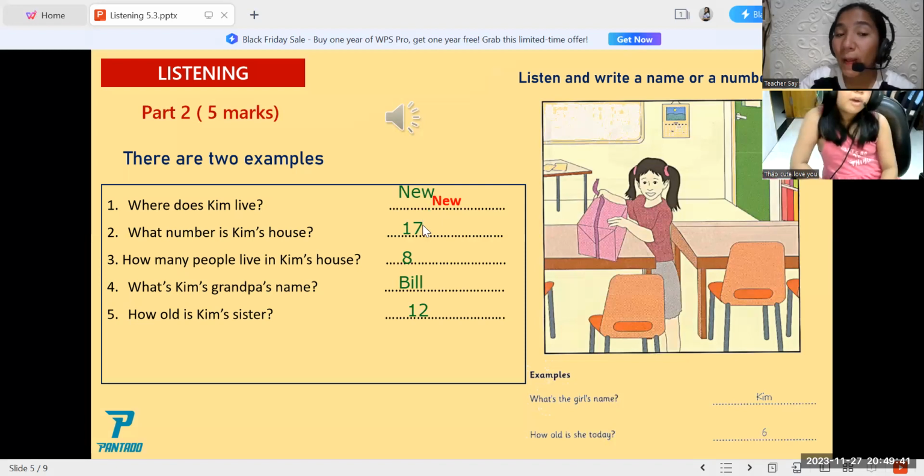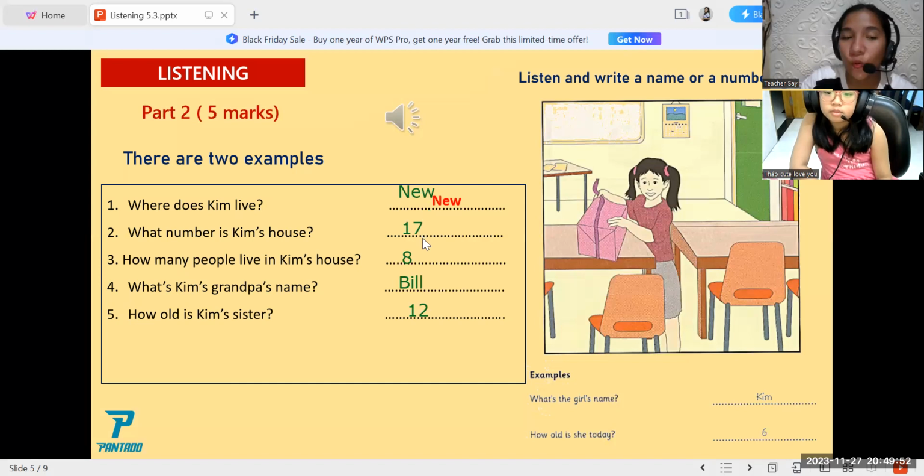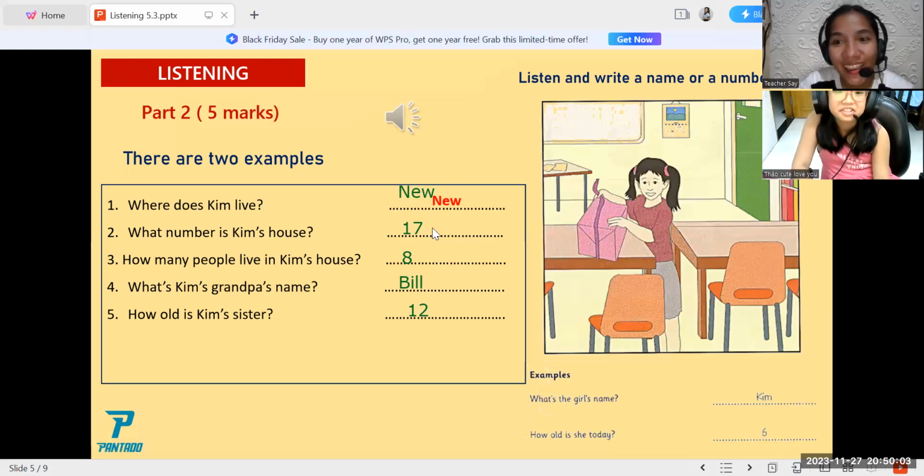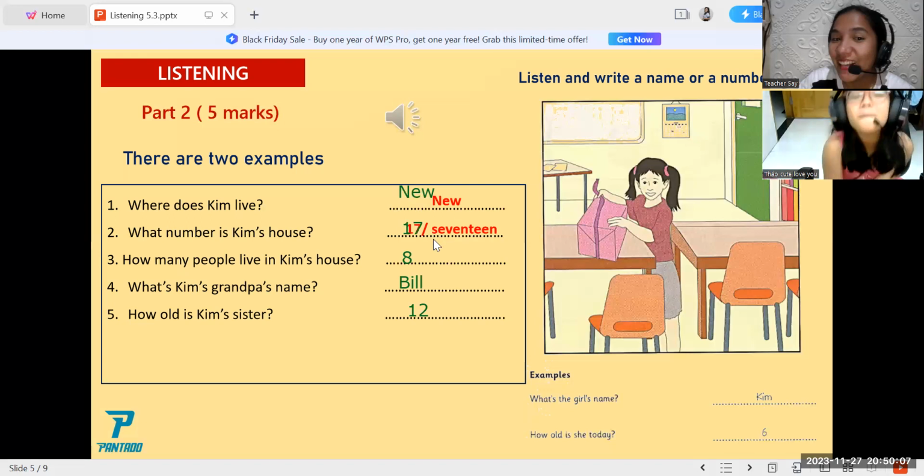What number is Kim's house? Okay, so what number is Kim's house? So it is 17? Are you sure? Okay, yes. Let's see. Yes, very good again. So you have 2 points now. And how about the number three?